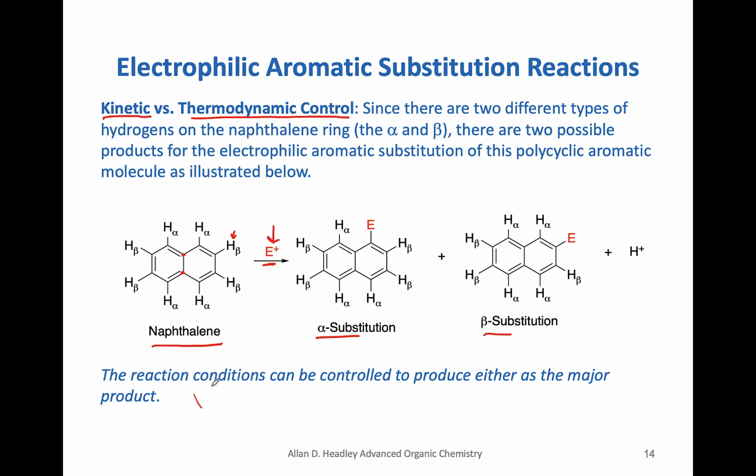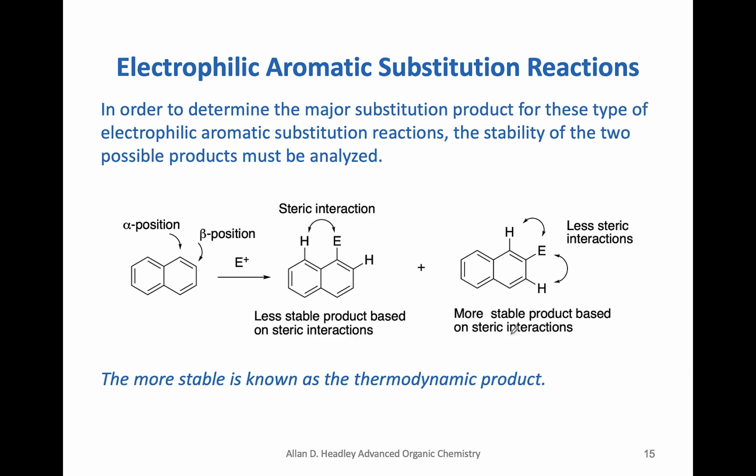So the reaction conditions for this reaction, or reactions of this type, can be controlled to produce either the alpha as the major product or the beta substitution as the major product. Let us look at that concept a little closer, or to explain that. So if there is this electrophilic aromatic substitution, as I explained, we get 2 different products.